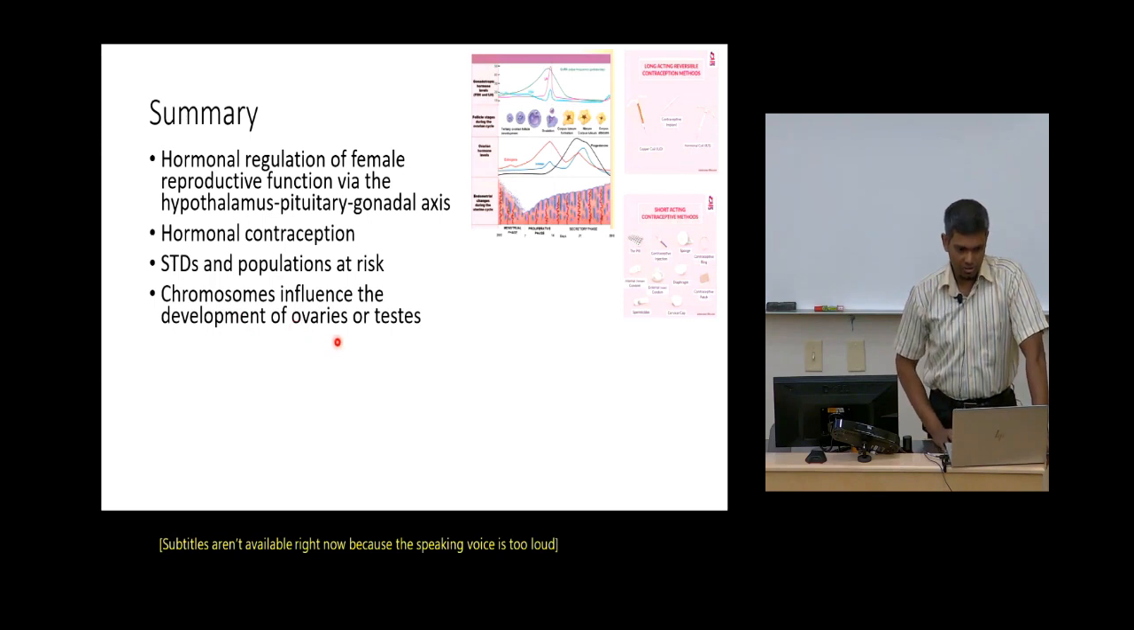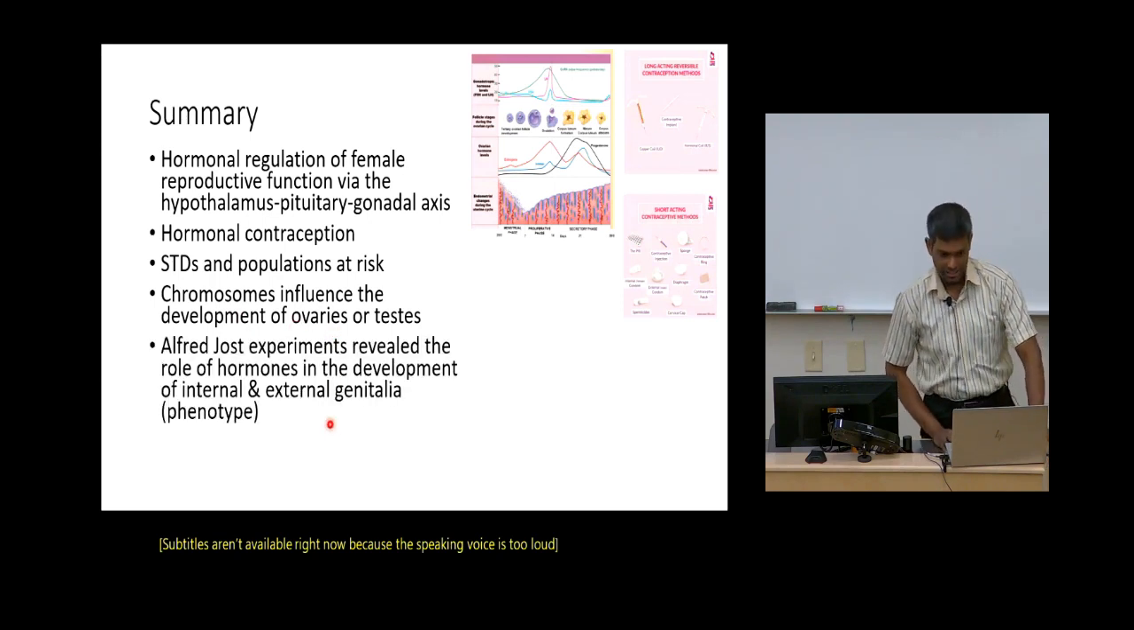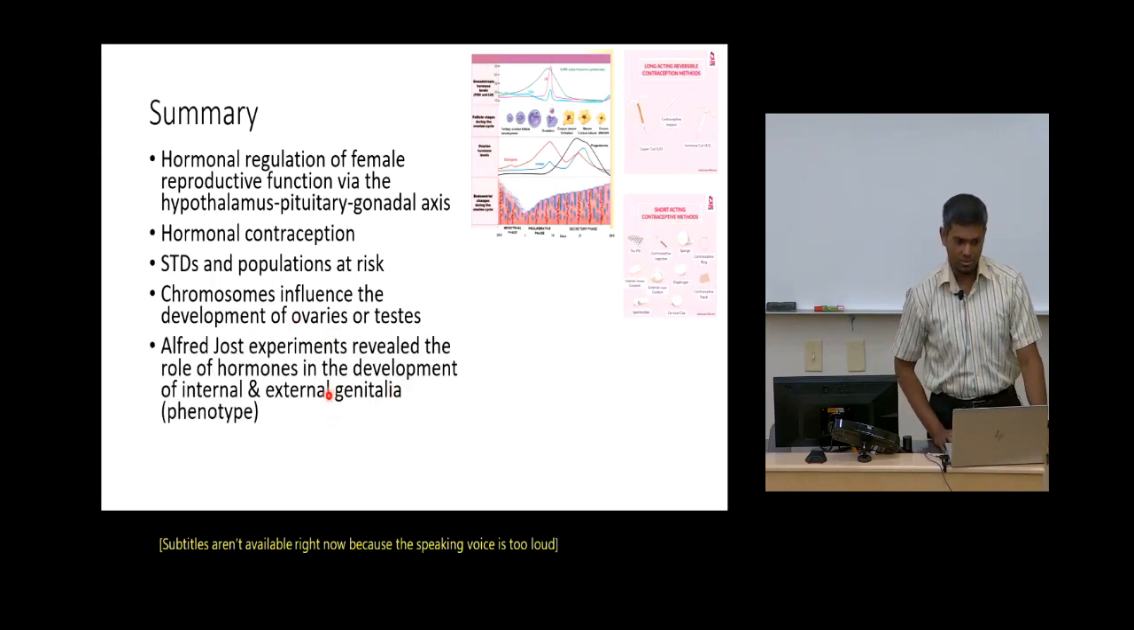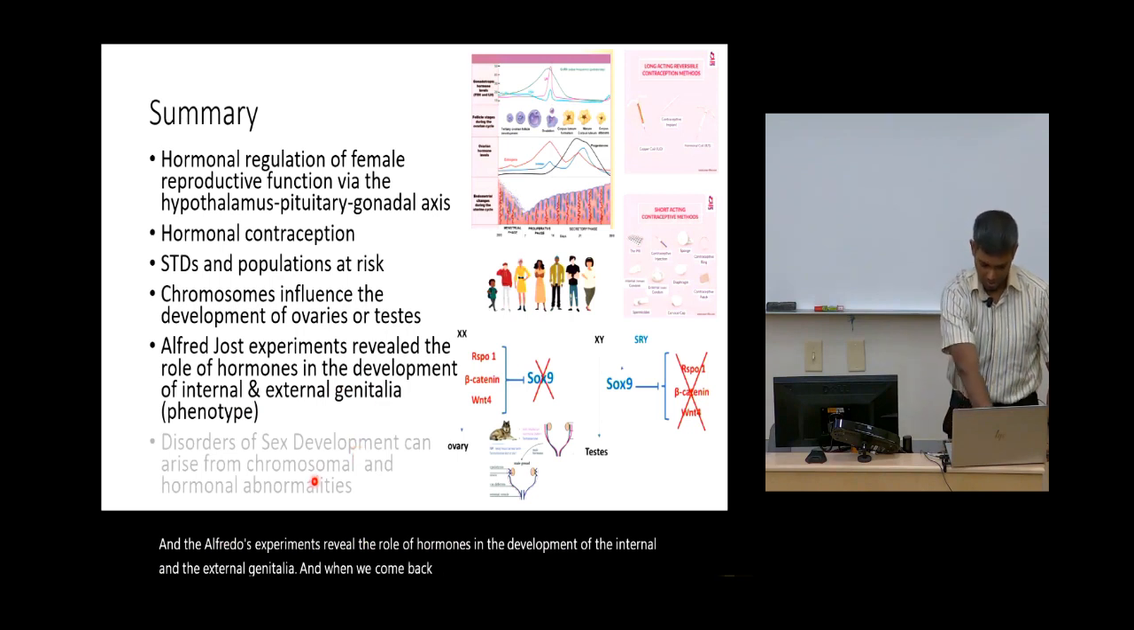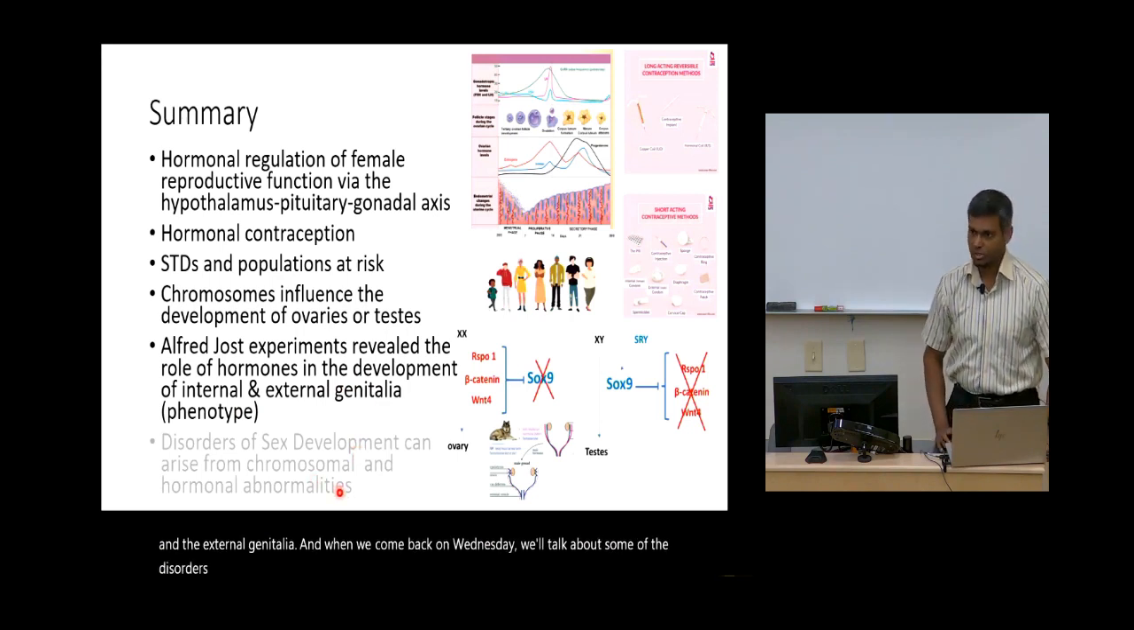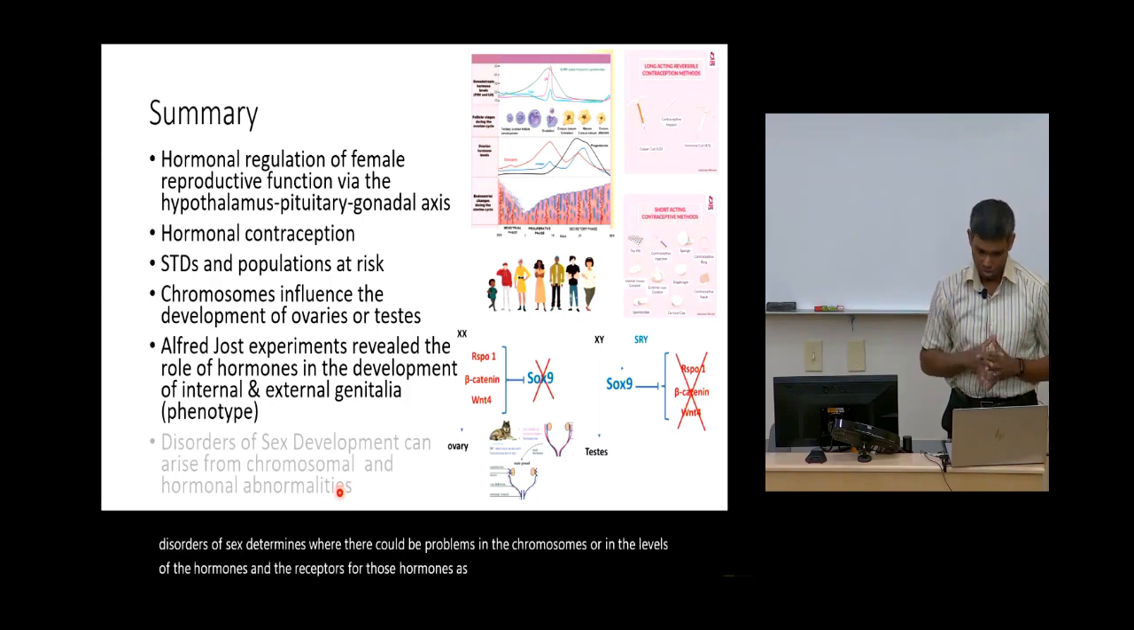And we see that the chromosomes will influence the development of ovaries or testes, and the Alfred Jost experiments reveal the role of hormones in the development of the internal and the external genitalia. And when we come back on Wednesday, we'll talk about some of the disorders of sex determinants, where there could be problems in the chromosomes or in the levels of the hormones and the receptors for those hormones as well.